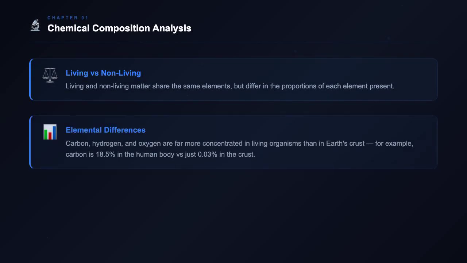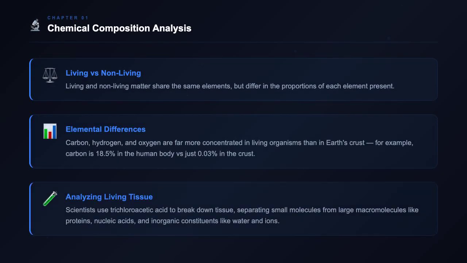Living organisms have diverse forms, but their chemical makeup shows similarities. The difference between living and non-living matter is the amount of each element present. Carbon, hydrogen, and oxygen are found in different proportions in living organisms compared to the Earth's crust.